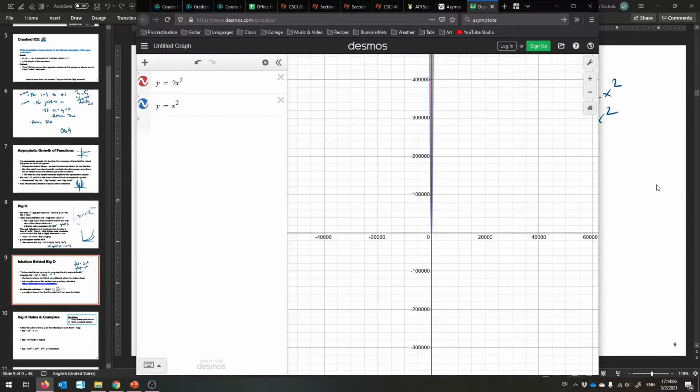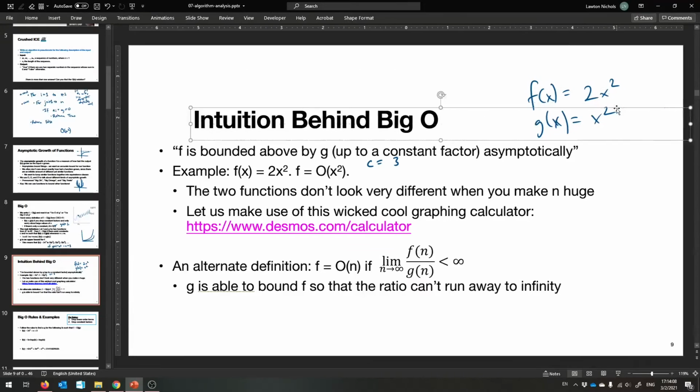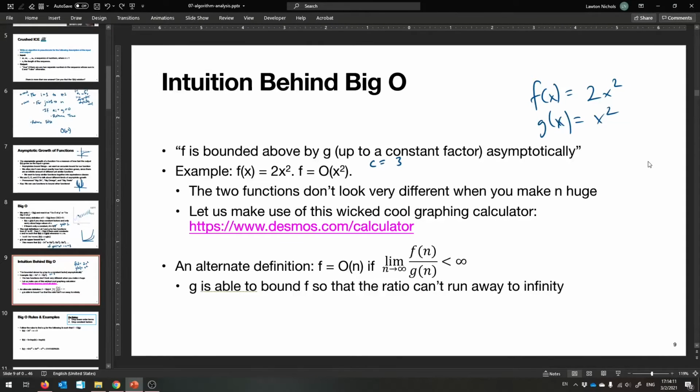They're the same function. And so that's why we kind of drop those constant factors that are out in front. We don't really care about the 2. It's O of x squared. Not a big deal. They eventually become the same.